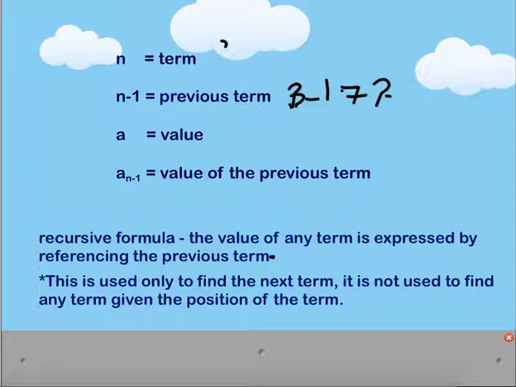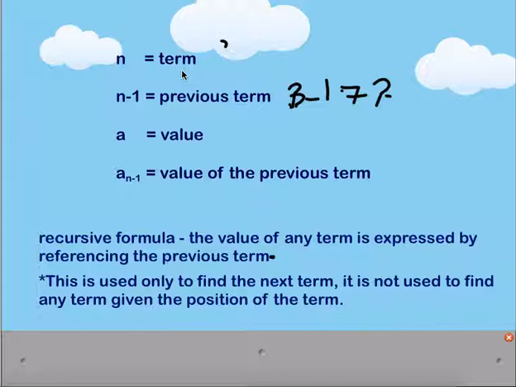A is our value, meaning that's the actual amount that we have for that first term, second term, whatever it is. And a sub n minus 1 is the value of the previous term. A recursive formula is the value of any term expressed by referencing the previous term. We need to know what came before it to be able to find the next one. And it's only used to find the next term. It's not used to find any term given the position.